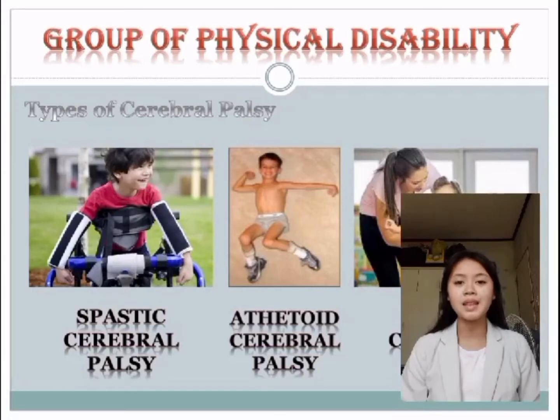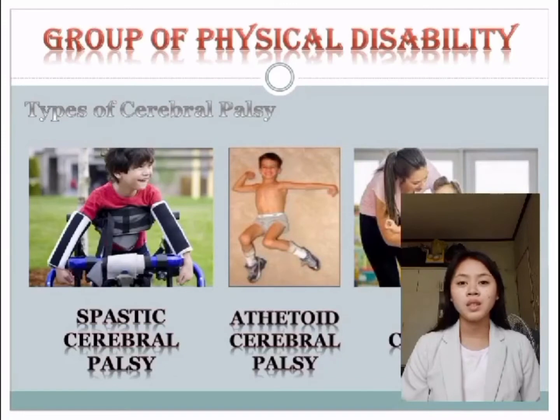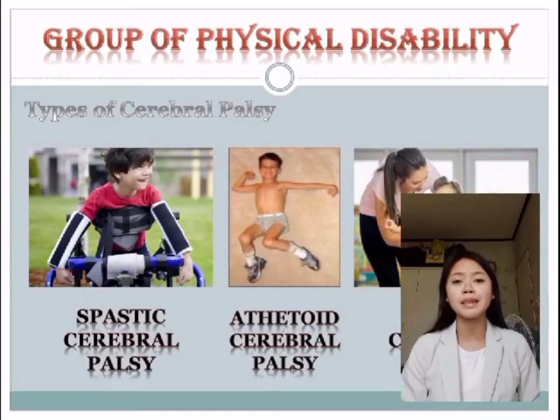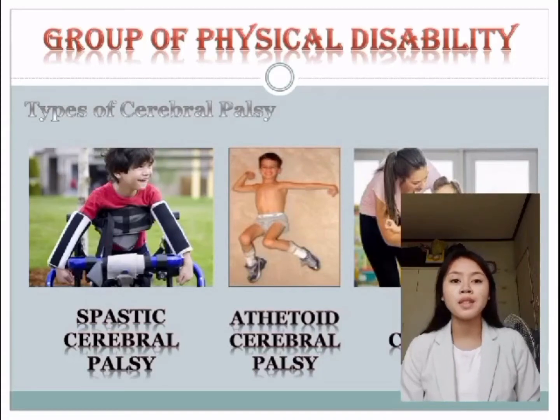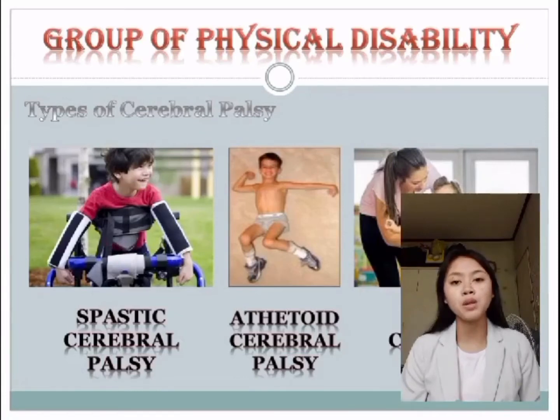The next one is the athetoid cerebral palsy. It is a movement disorder caused by damage to the developing brain. This condition is characterized by abnormal or involuntary movement. So the students with this condition cannot control their muscles. So they may have sudden or unexpected twisting motions or other movement.